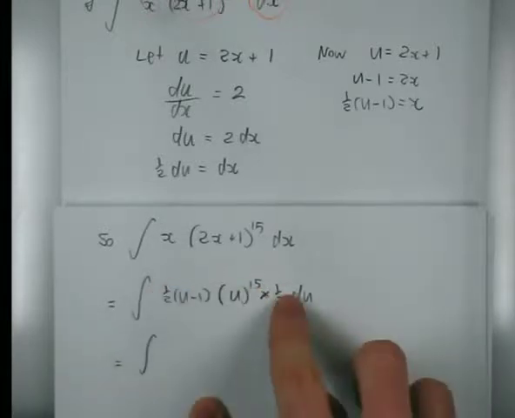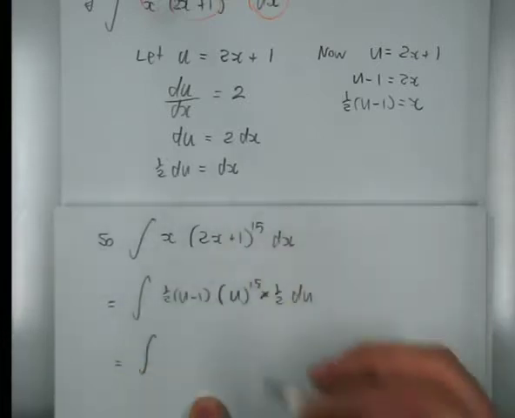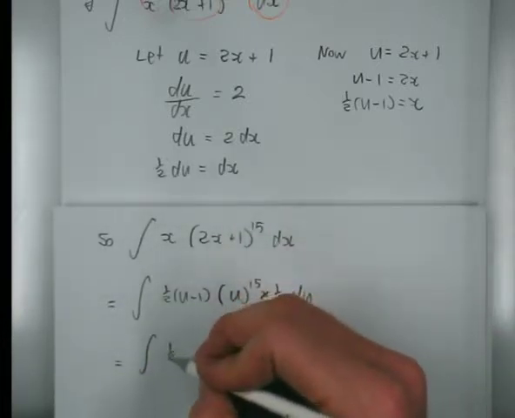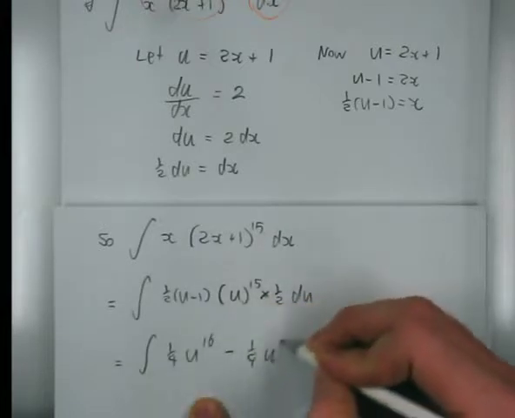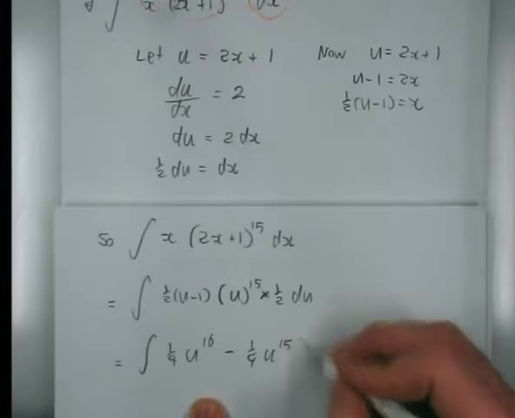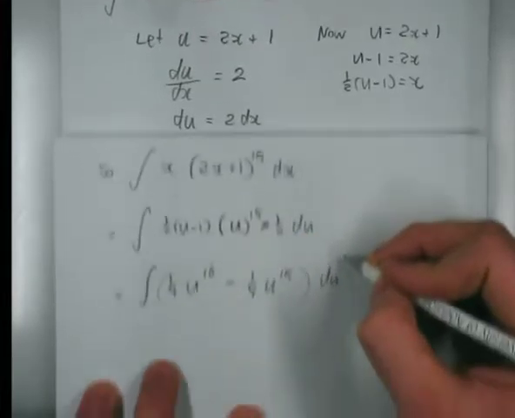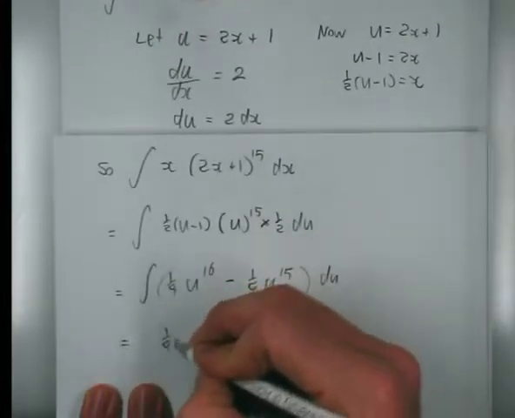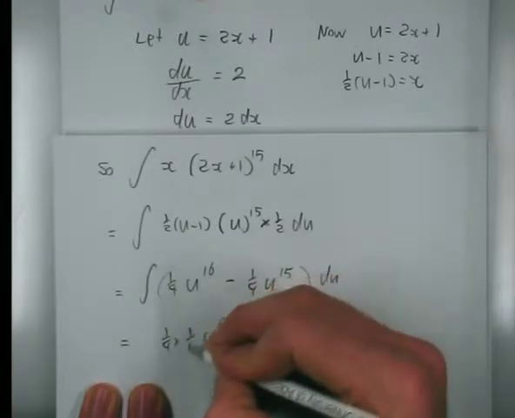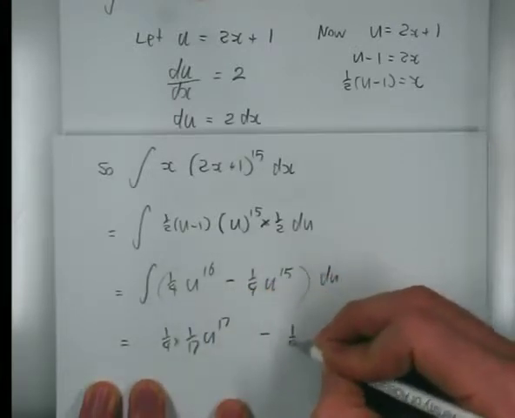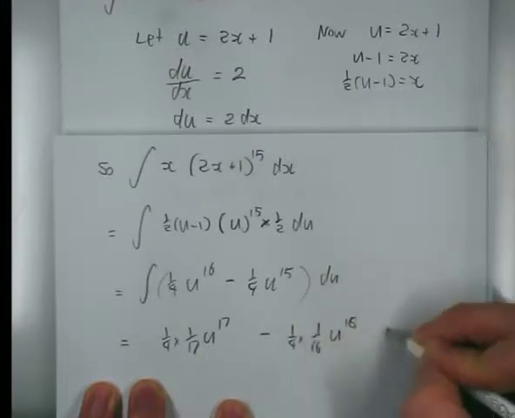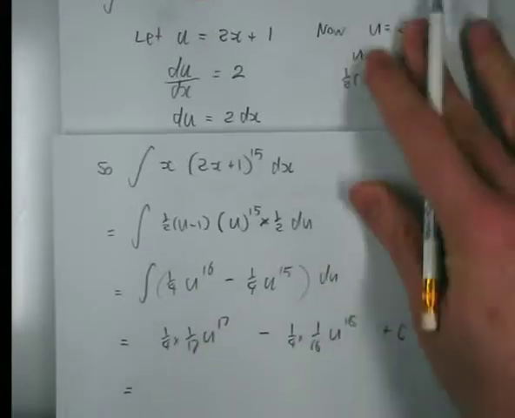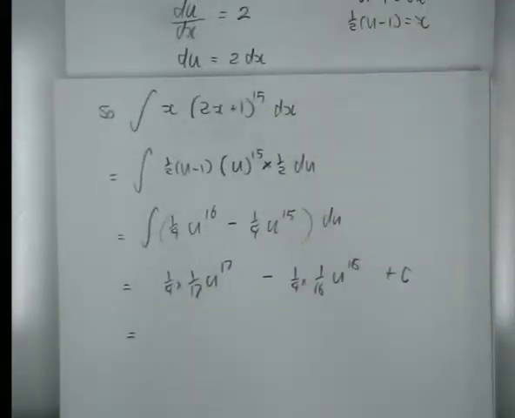I've got a quarter, and I can bring the u to the 15 in, right? So I'm going to have a quarter of u to the 16 minus a quarter of u to the 15 if I expand that out. And that I can do. The quarter will still be there. The 16 will go up to 17 and I'll divide by the new power. The quarter will still be there. The 15 will go up to 16 and I'll divide by the new power.